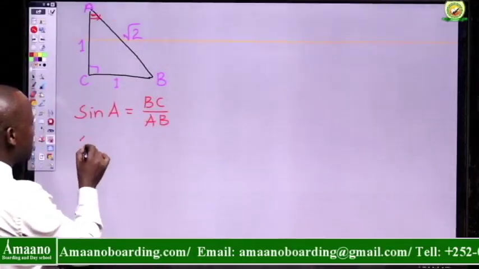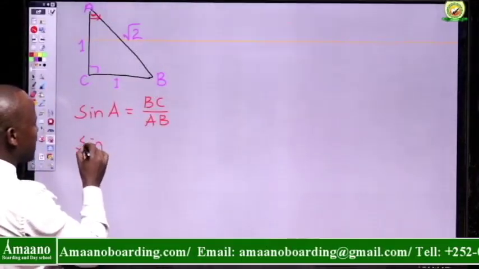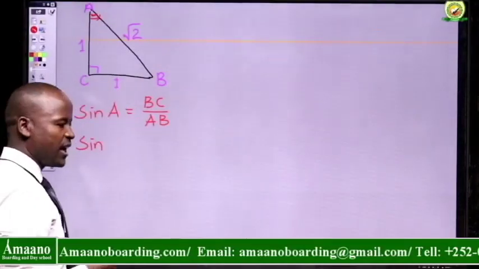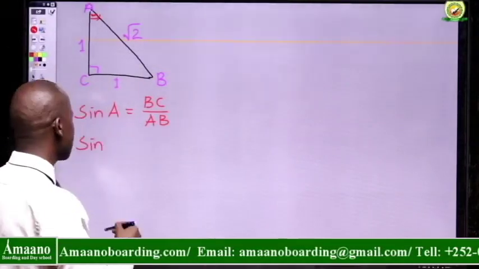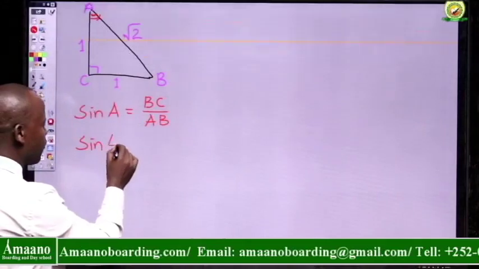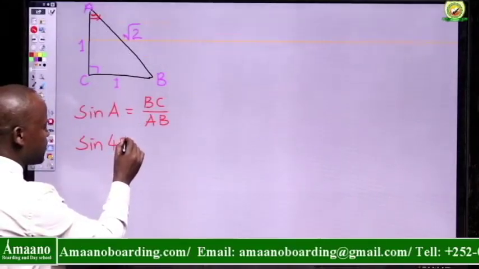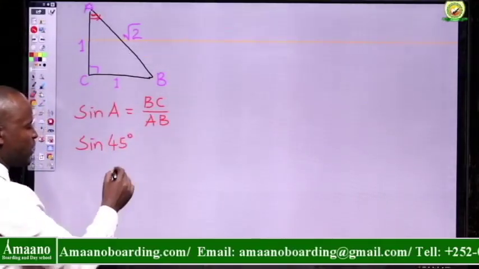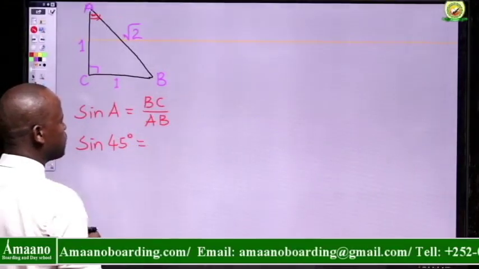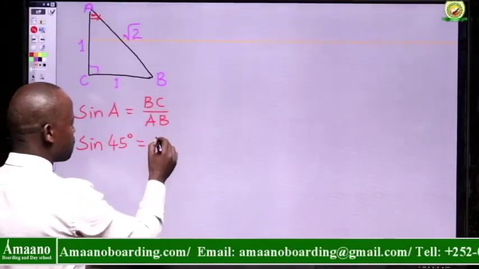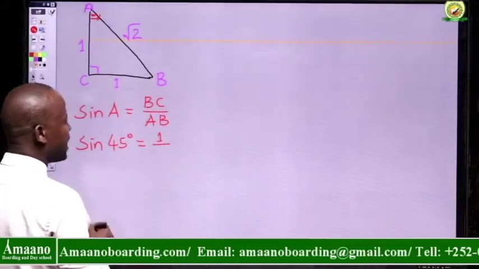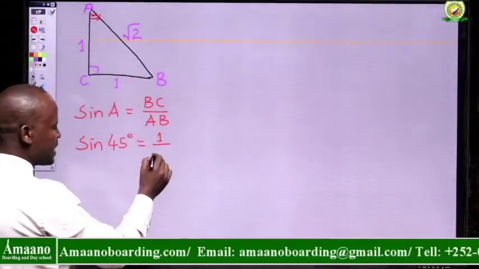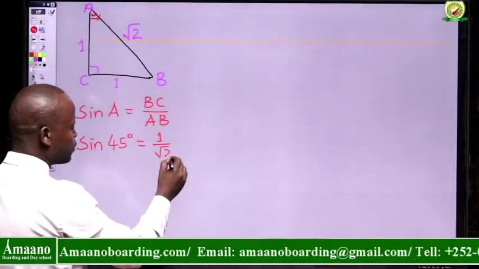Okay, now sine A, that means angle A. What is the degree measure of angle A? We have answered this question. Sine A means sine of 45 degrees, because the degree measure of angle A is 45. So sine 45 is equal to BC, which is given by 1 unit, divided by AB, which is the hypotenuse, that is the square root of 2.